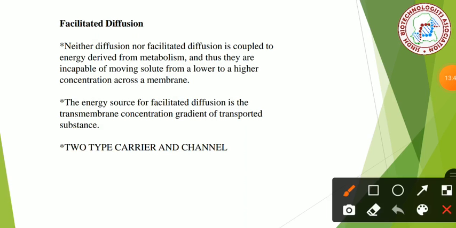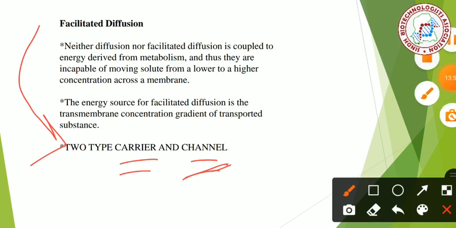I will focus here on the carrier and the channel. There are two types of facilitated diffusion, carrier and channel. Channel is the simplest and the easiest way to describe this one. Usually in the carrier, we have seen that the protein has a conformational change, then this will convert it and move it across the membrane.